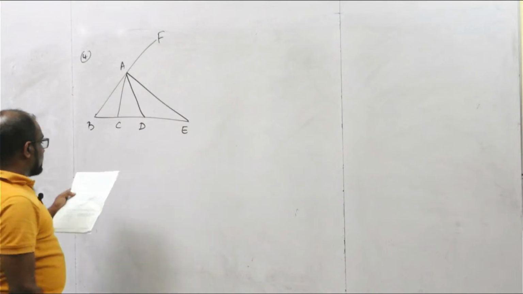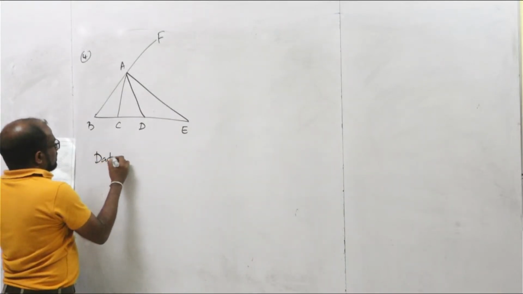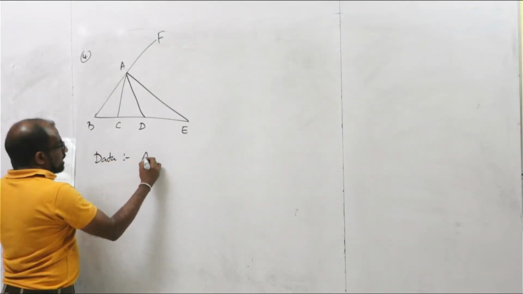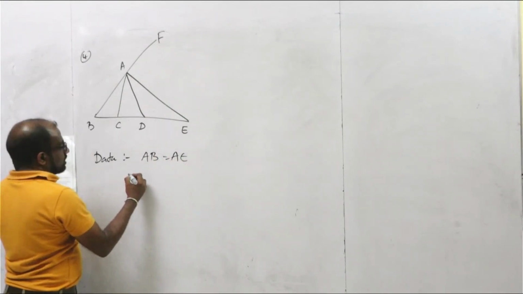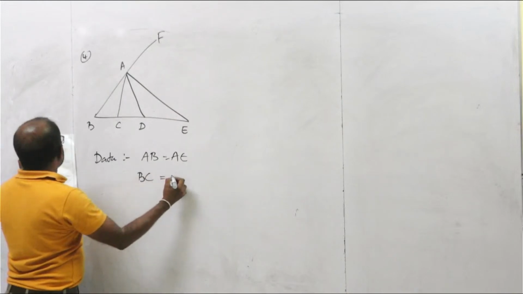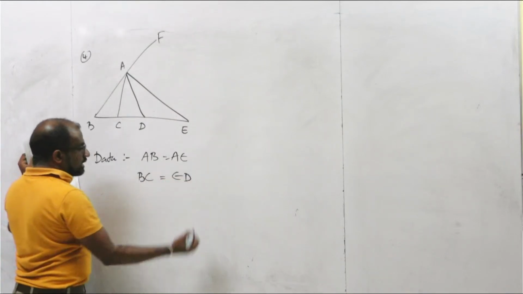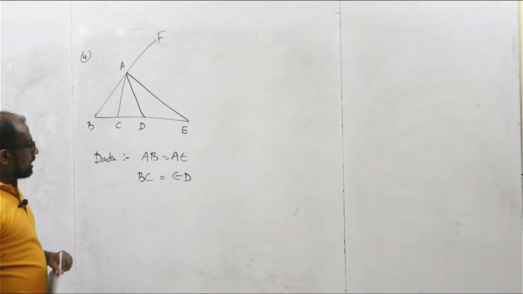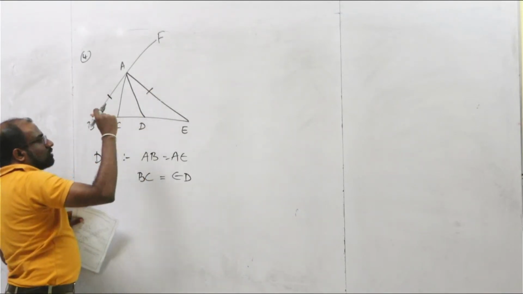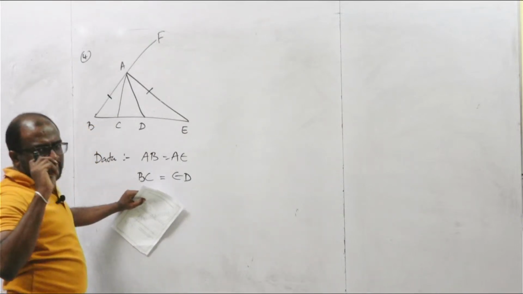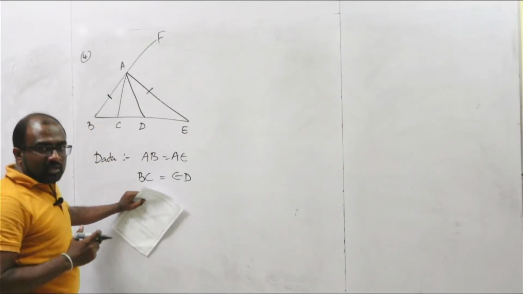Right. So what are the data given? Data. AB equals AE, BC equals ED. Mark it, son.